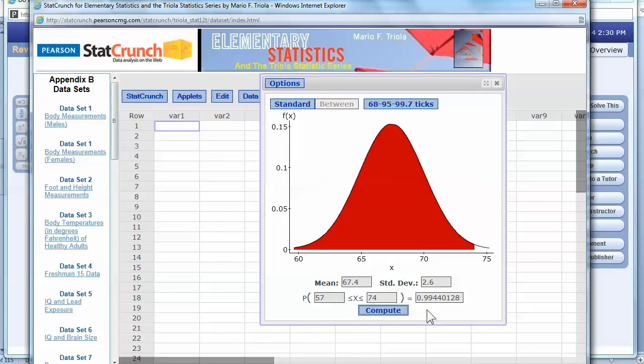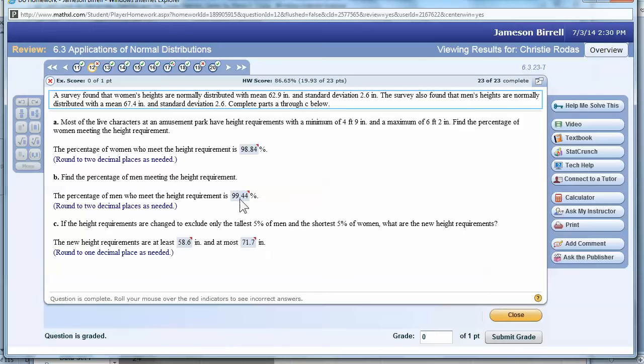And there we have 99.44. What's that telling you about men? It's telling you that men on average are taller, right? And so you're going to fit more of them in that range. But they're not so much taller that they're taller than 6'2", although there are men and women taller than that.